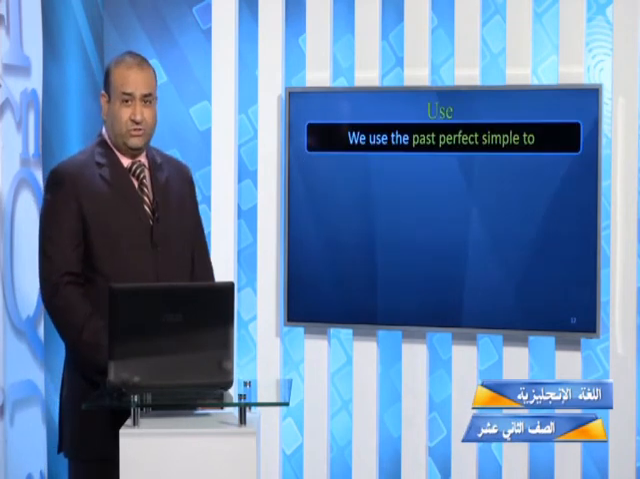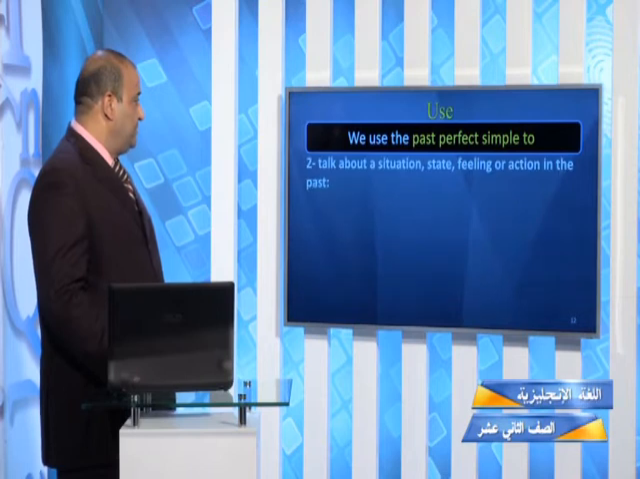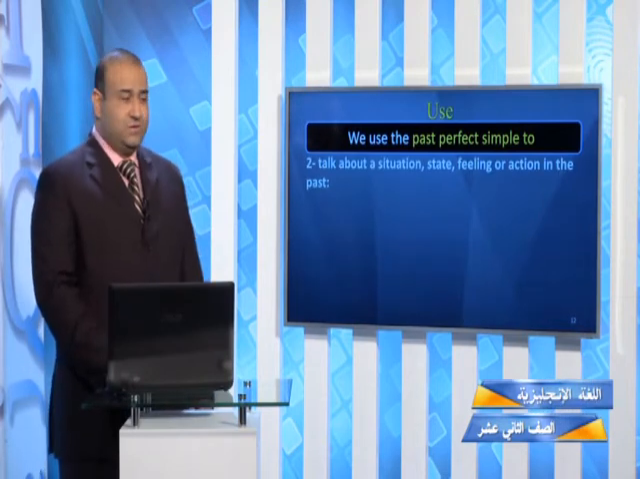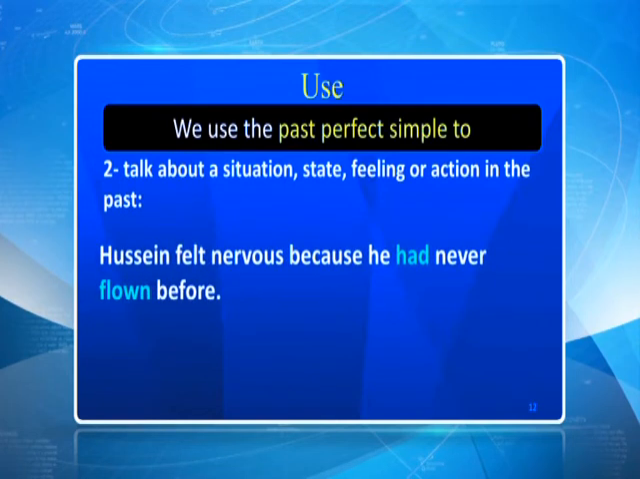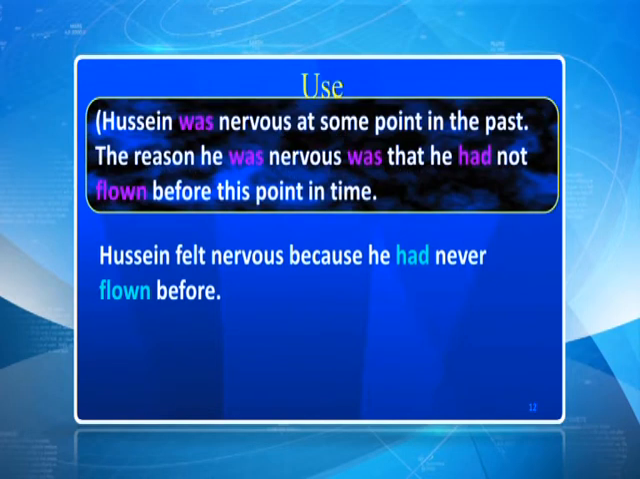There's another use for the past perfect. It is used to talk about a situation, a state, a feeling, or action in the past. Let's focus on the following example. Hussein felt nervous because he had never flown before. Here we have two verbs. Hussein was nervous at some point in the past. The reason he was nervous was that he had not flown before this point in time.